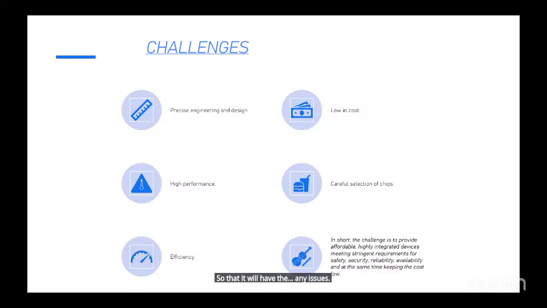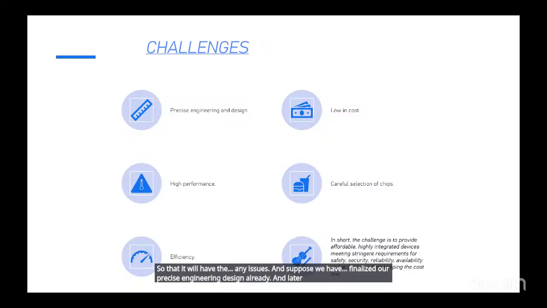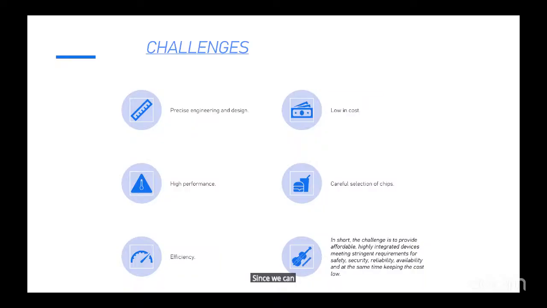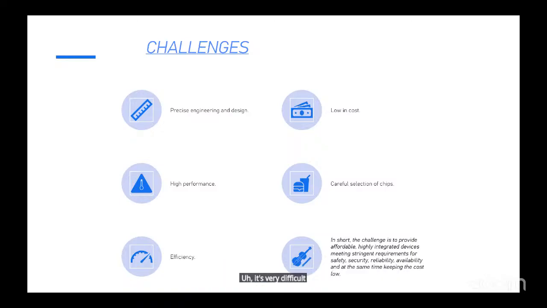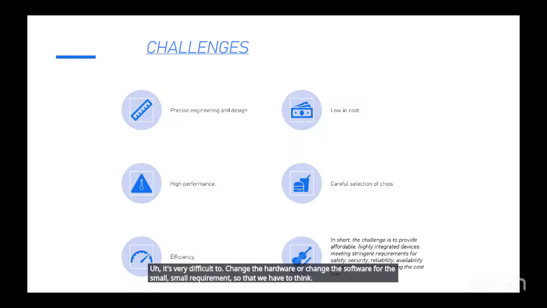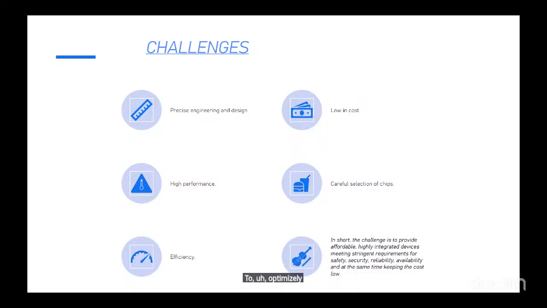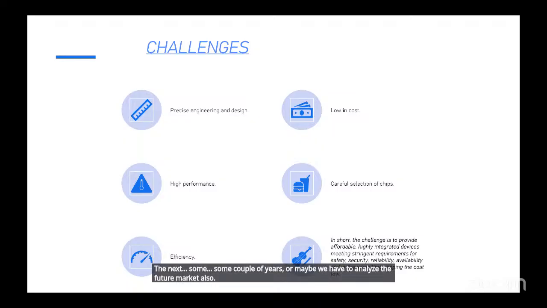And suppose we have already finalized our precise engineering design, and later a new requirement comes, then we have to think about how we can use this new requirement with the existing hardware. Because once the hardware is designed, it's very difficult to change the hardware or software for small requirements. So we have to think optimally, so that the same hardware or software can be used for the next couple of years, and maybe we have to analyze the future market also. So this is the biggest challenge.